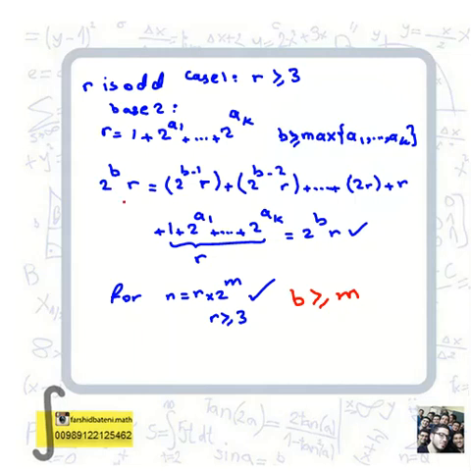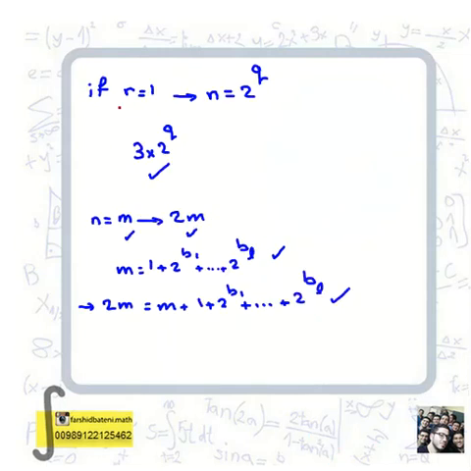From some b, all numbers greater than b are good. So we can find b that is greater than m, and it's good. So we proved it for when the odd part of the number is greater or equal to 3. Now let's check when r equals 1.